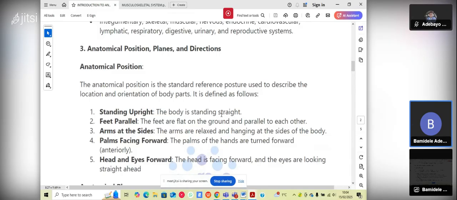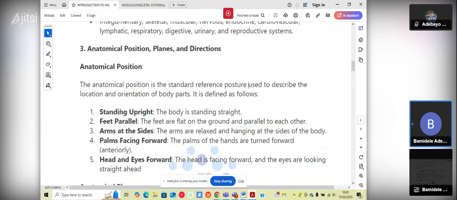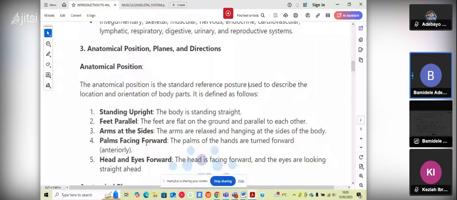How do you know if this person is facing left or right? Because you are comparing that person, that system, that cadaver with a baseline, and this is our baseline. The baseline is that the person is standing upright. Standing upright is the first and foremost important point in the anatomical position. Second, the feet should be parallel. The feet are flat on the ground and parallel to each other. Arms are at the side, palms forward, and the head and eyes forward.